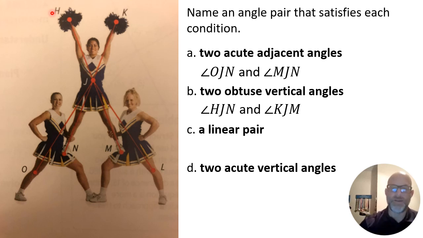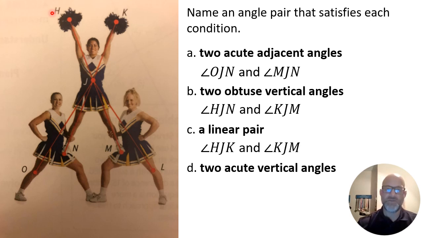How about a linear pair? Remember what a linear pair is? Yes, adjacent angles that have an angle sum of 180 degrees. What about HJK and KJM? Notice HJK is a line, so HJK and KJM are adjacent angles with an angle sum of 180 degrees.